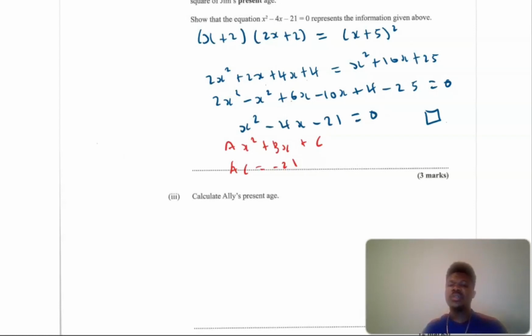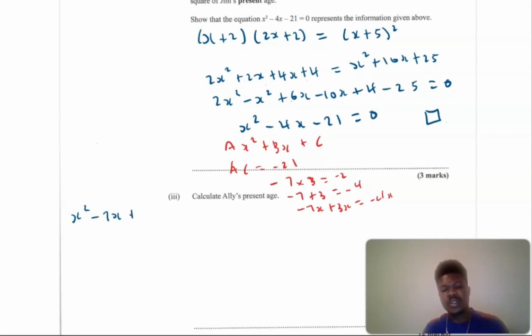Factors of negative 21 that when we add them give us negative 4 would have been negative 7 times 3, which gives us negative 21. And when you add them, negative 7 plus 3 gives you negative 4. So we're replacing negative 4x with negative 7x plus 3x. So let's do that over here. We're going to have x squared minus 7x plus 3x minus 21 is equal to 0.